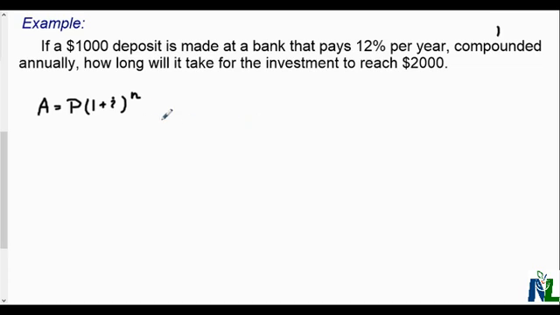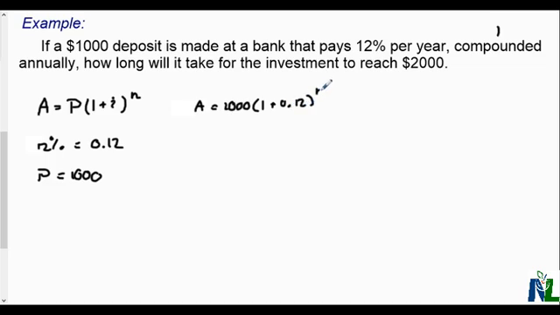So we just need to take our 12% and write that as a decimal, which will be 0.12. And our principal amount will be the amount invested, which is $1,000. Setting up this formula, we're going to have A equals 1,000 outside of 1 plus 0.12 to the n.